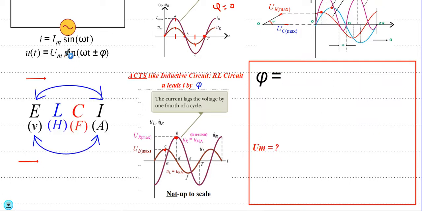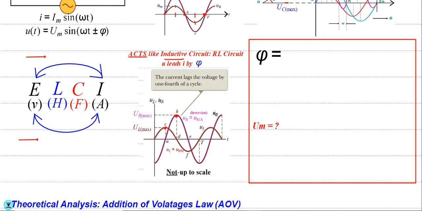In other words, we can use this one. In the RL circuit, we have used ELI, where U leads I. In the RC circuit, we have used ICE, where I leads U by phi. And now with the RLC circuit, we have ELI and ICE. If the RLC circuit behaves like an inductive circuit, U leads I by phi. If it behaves like an RC circuit, then I leads U, or U lags I.